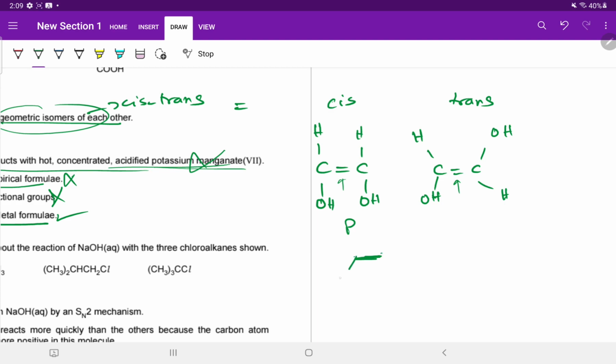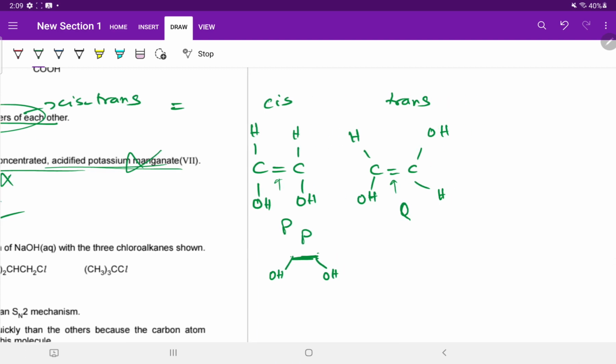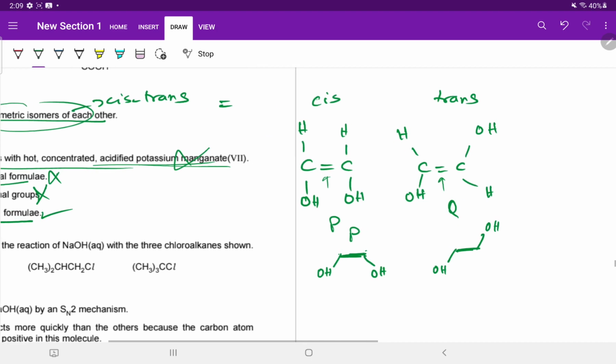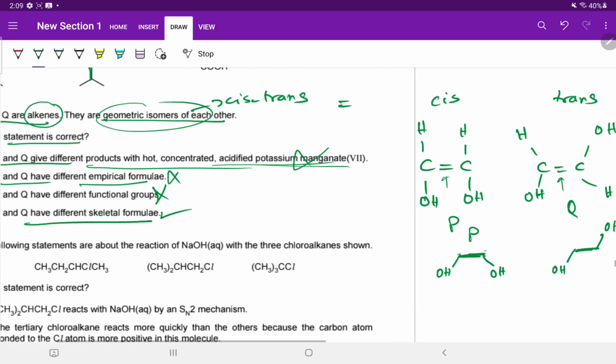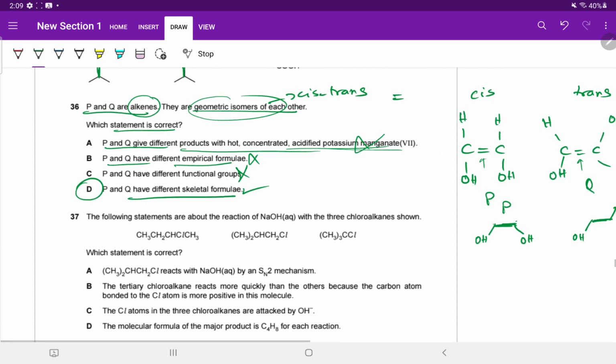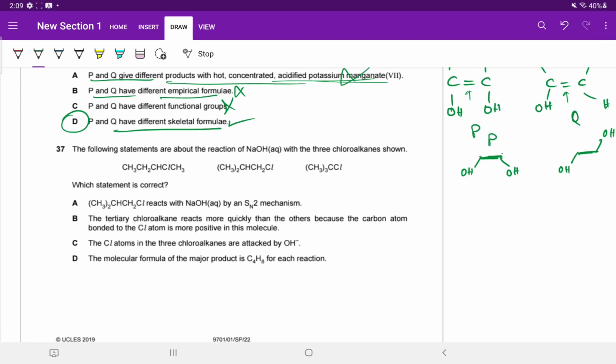Over here we have P. The skeletal formula will be something like this because they have an OH group, so this shall be P. If you draw the skeletal formula of Q, this shall be 2 carbon, OH at the bottom and OH at the top. So we can see that these two skeletal formulas are different, so they must have different skeletal formulas. Okay, so option D is correct.